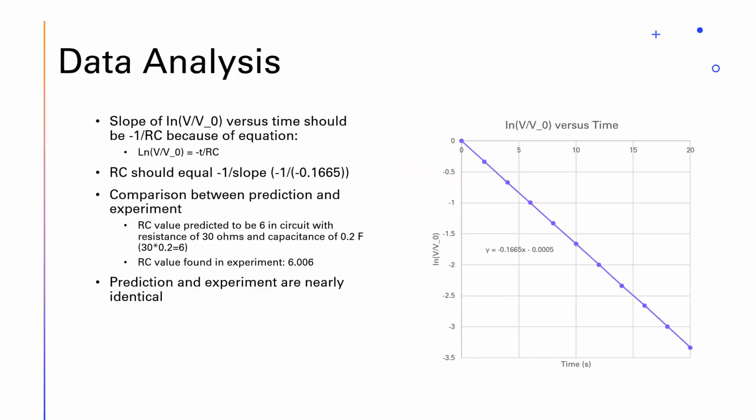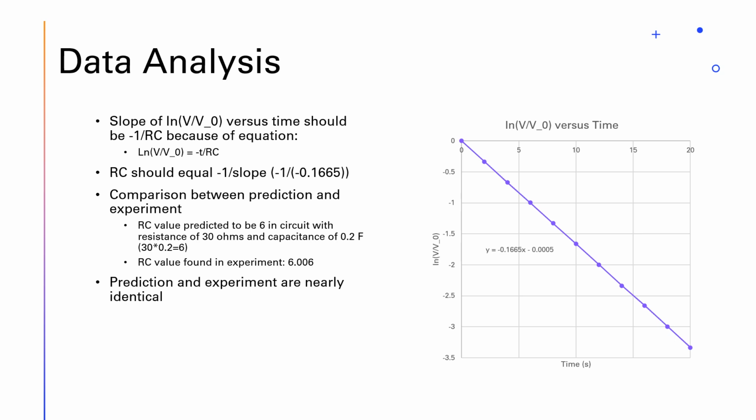This is the chart that I made on the right of the equation that I previously showed versus time. The slope of the natural log of voltage over initial voltage versus time should be -1 over RC because of the equation below, and therefore RC should equal -1 over slope, which is -1 over that number there.